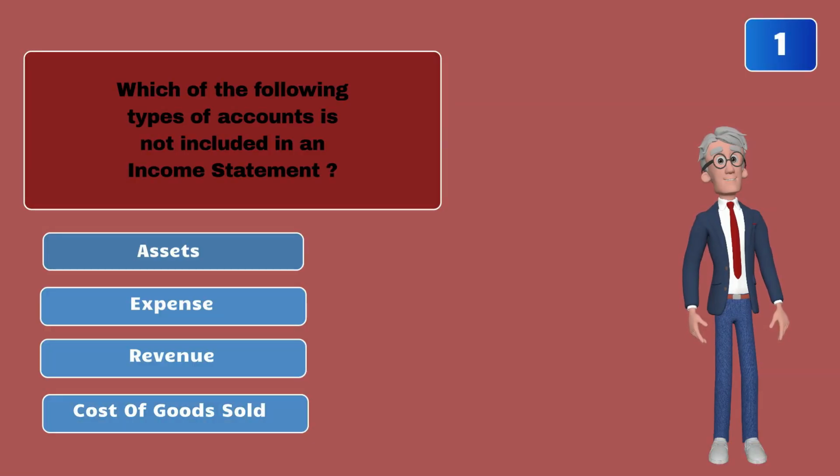Which of the following types of accounts is not included in an income statement? Assets, expense, revenue, cost of goods sold.